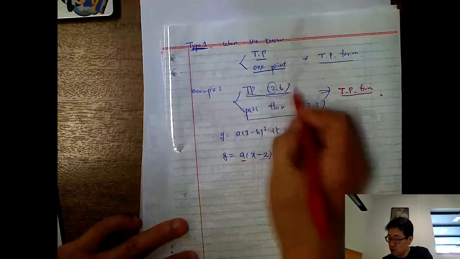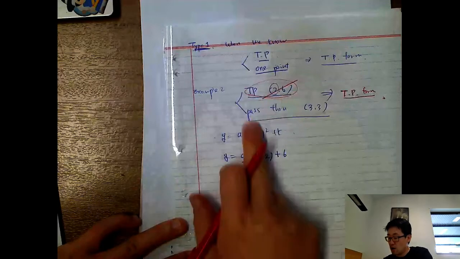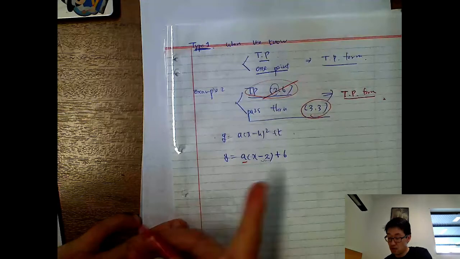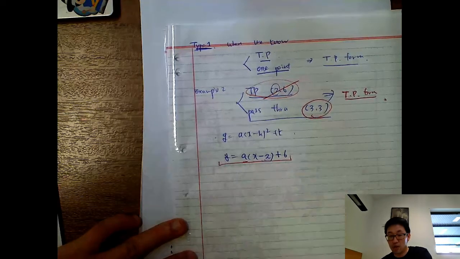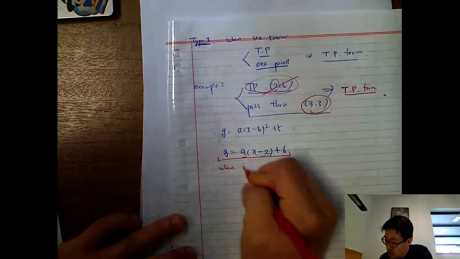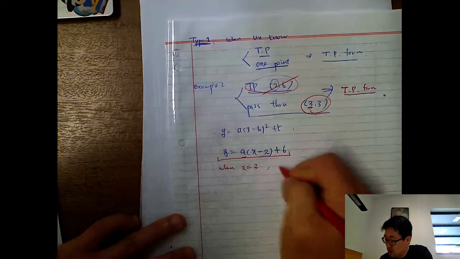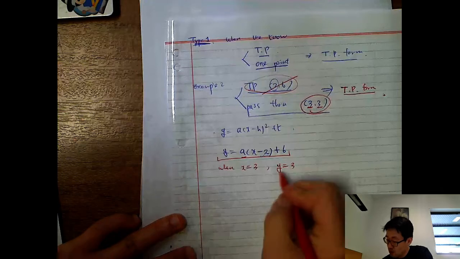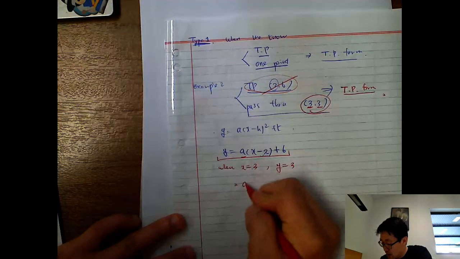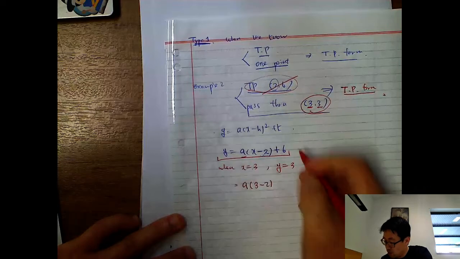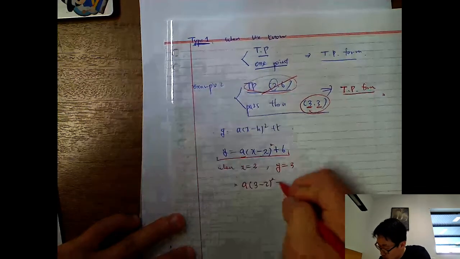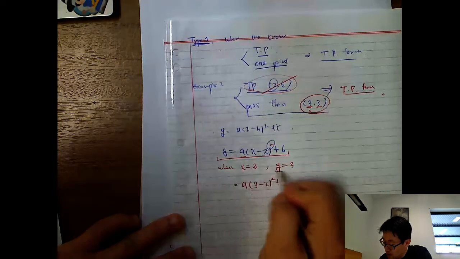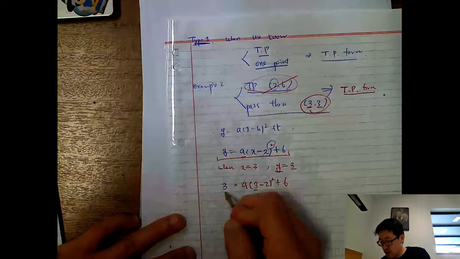So I used the turning point already. Another option we have here is that it passes through 3 and 3. So I can plug that in. That means in that particular equation, when x is 3, y is also what? 3. Okay, I can sub it in here. When x is 3, a(3 minus 2), oops, I should write down the square here, squared plus 6, don't forget that, you can make that mistake. And then y is what? 3. When x is 3, y is 3.